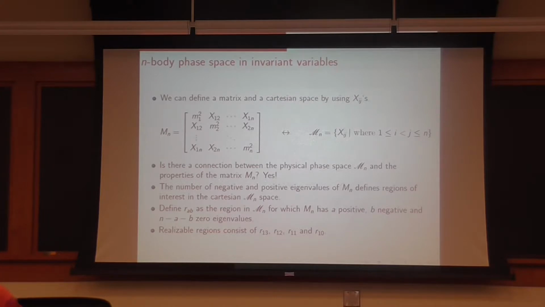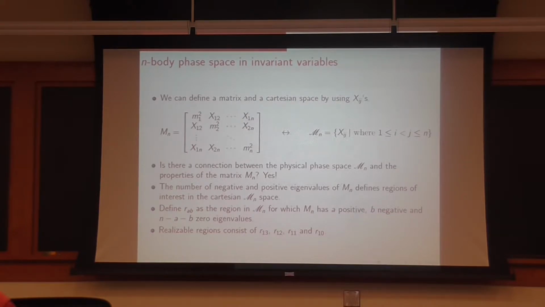Imagine, let's say, a five-body final state. Our region R_{1,3} means there's one positive eigenvalue, three negative eigenvalues, and one zero eigenvalue. So in a sense, this matrix is capturing what happens to those p_i·p_j vectors. And since we live in 1 plus 3 dimensions, those vectors cannot span more than 4 space-time dimensions. And the zero eigenvalues capture that.